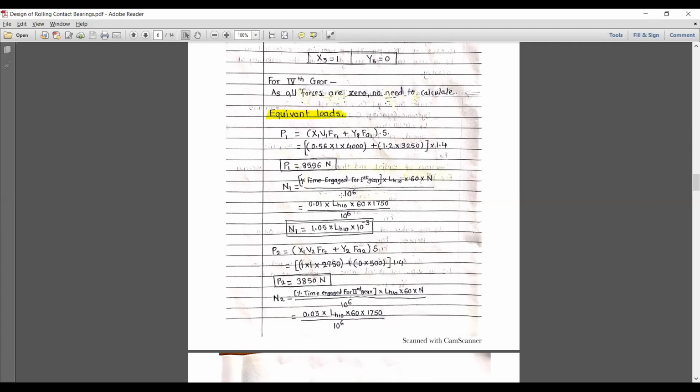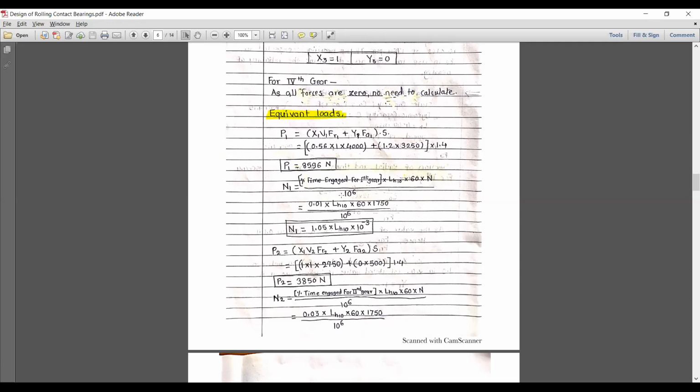Now, to calculate the life of this bearing in million revolutions, we need to find the life based on the engagement of the gear with respect to the total engagement time. So here we use N equal to percent of time engaged with the given gear into LH10 into 60 into n divided by 10 raised to 6. The standard equation: expected life in million revolutions is equal to LH10, that is the life in hours, into 60 into n divided by 10 raised to 6.